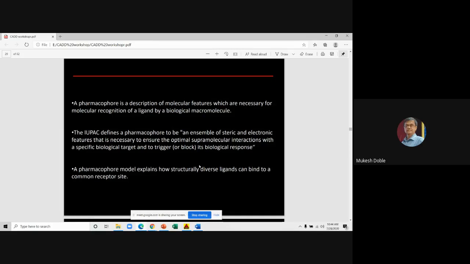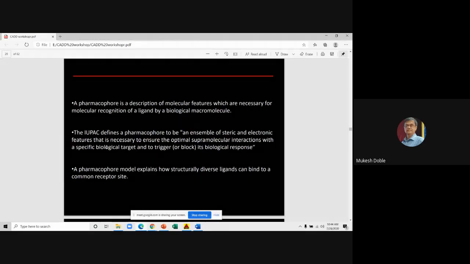Those features are called the pharmacophore or features. I'll tell you in the next slide actually. So the IUPAC says steric features, electronic features. Steric features means volume, size-like features. Electronic means electrostatic things, potentials and so on actually.